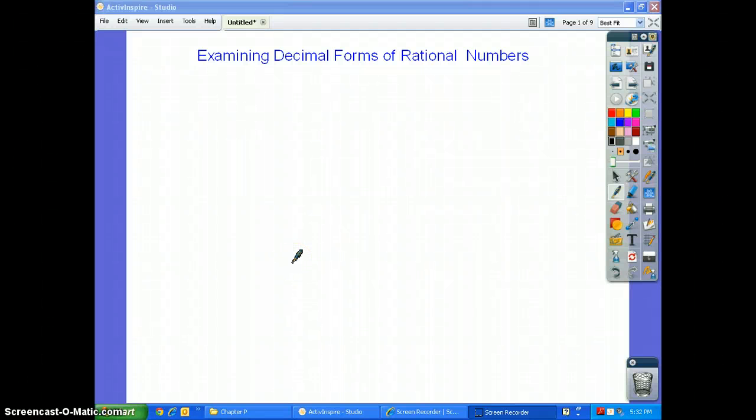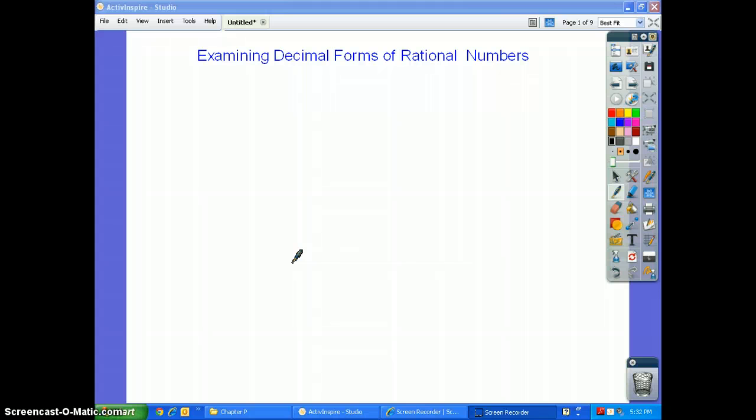All right, this is the work that goes with lesson P1, which is dealing with real numbers. By now, you should have already watched the video for P1 dealing with real numbers as it pertains to the notes and got the PowerPoint notes. Now we're going to actually start working with some problems.